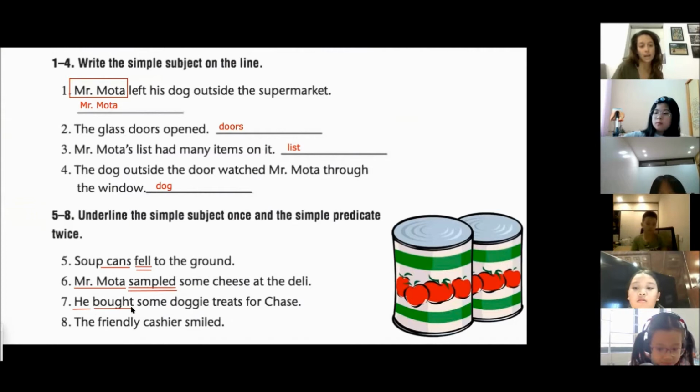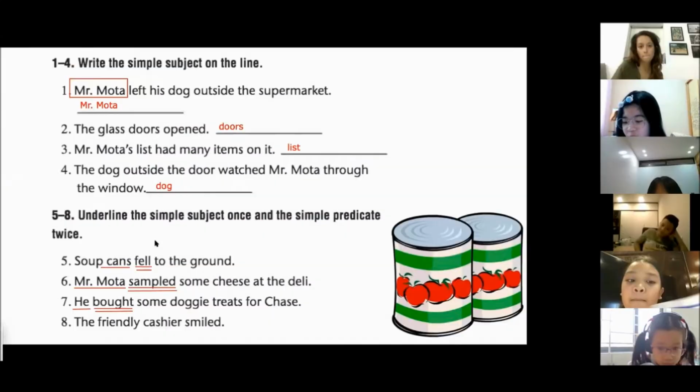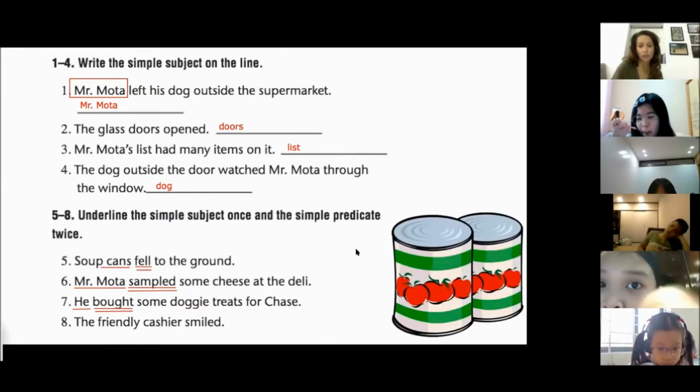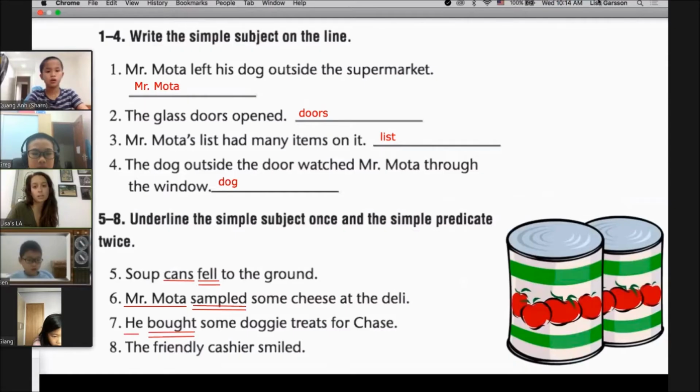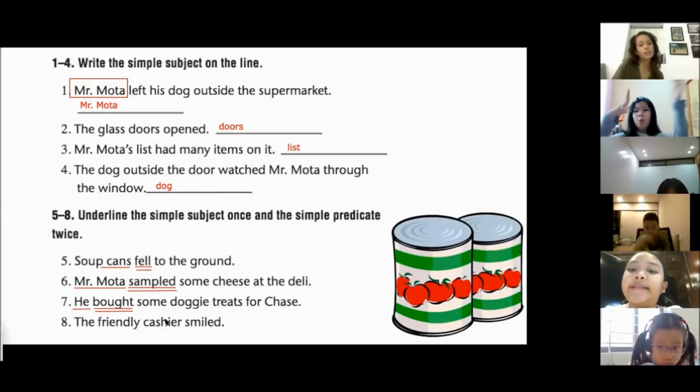Bought. Bought is our verb, our simple predicate. Can you read number 8? A friendly cashier smiled. Okay, the friendly cashier smiled. What's our simple subject here? The cashier. The cashier, right?